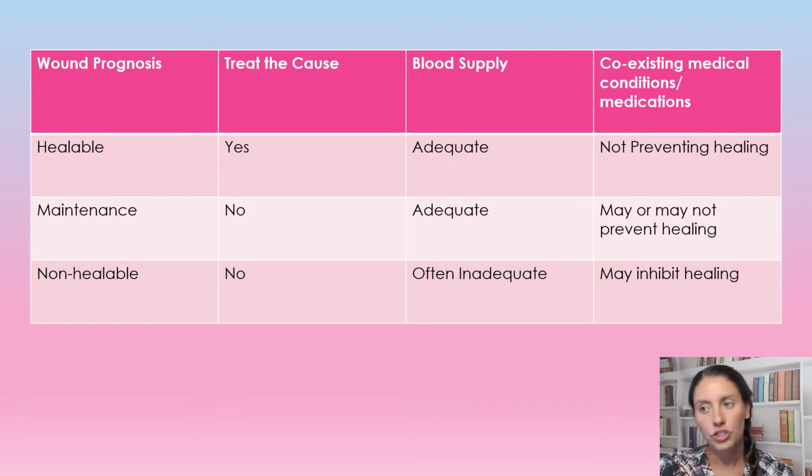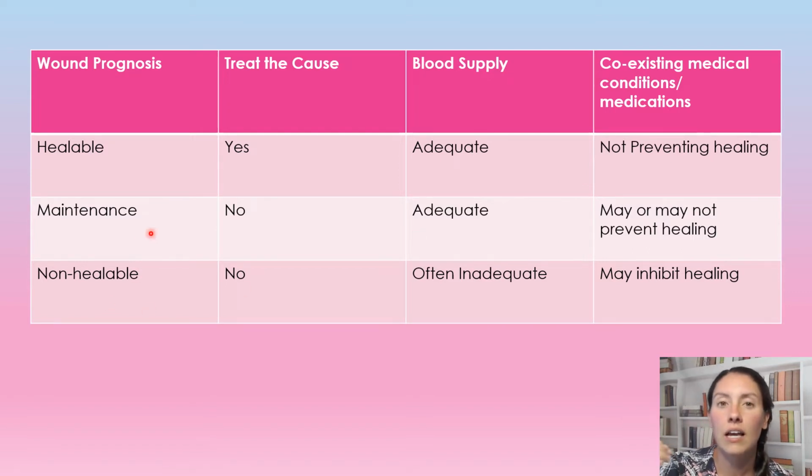So I've just added this chart here. So it has our 3 different types of healing. So it's either healable, maintenance, or non-healing. So our wound prognosis. So, treat the cause. Healable, we're able to treat the cause. The blood supply is adequate, and our coexisting medical conditions or medications are not preventing healing. So that's for our healable. So there's no reason why it doesn't heal.